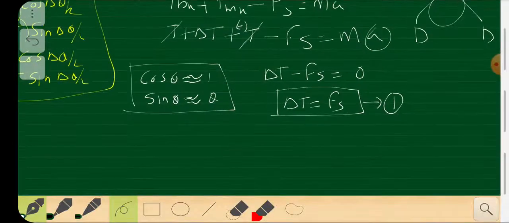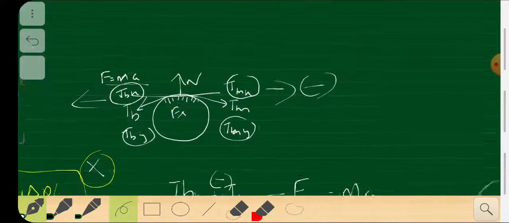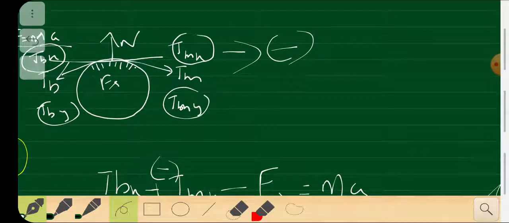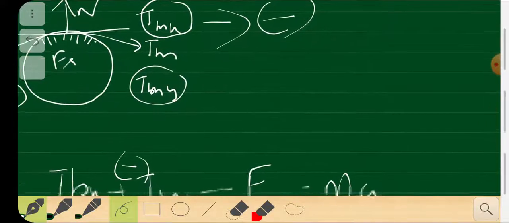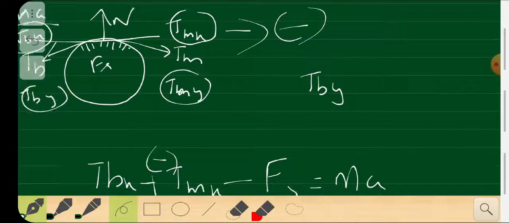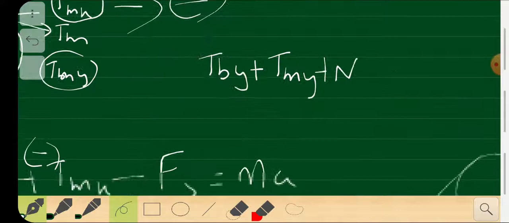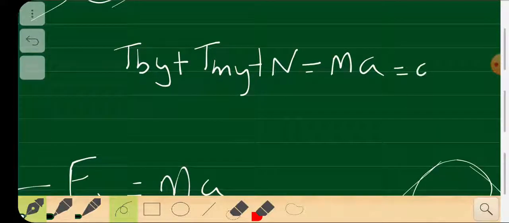Now let's do the y-axis. So in the y-axis, what you have is the normal force. I'm going to write it down here up somewhere so that it will be easier. So in the y-axis you have the normal force, right? And you have TBy and TMy, right? So you have TBy and TMy both resulting in the downwards direction. I'm taking it as positive, that's much easier. TBy plus TMy plus N, right? So that must be equal to ma again. So if it is equilibrium, then it will be equal to 0.